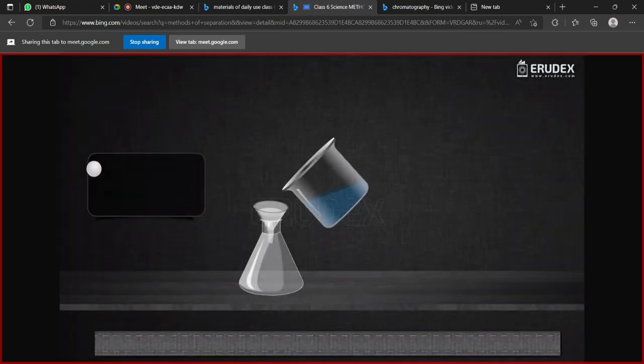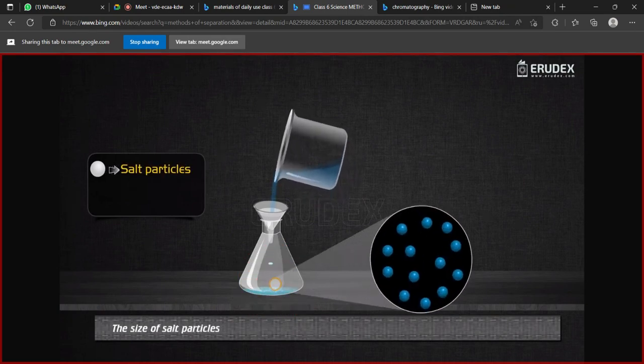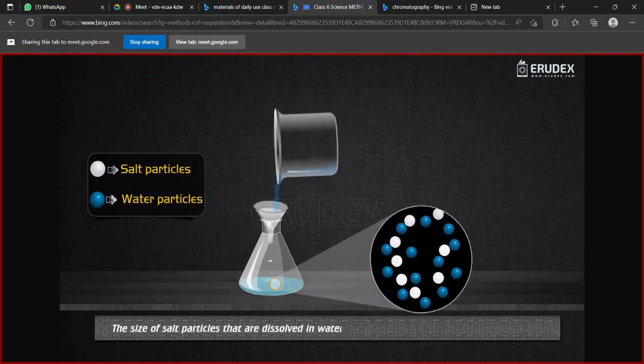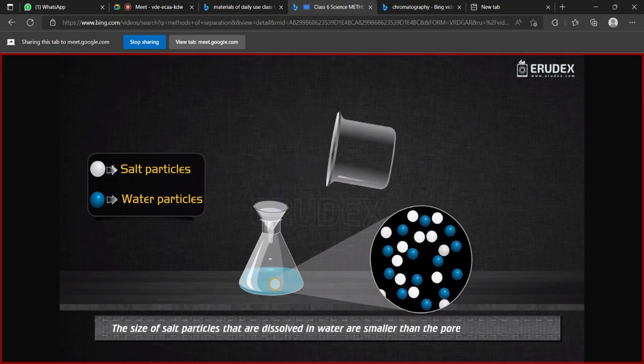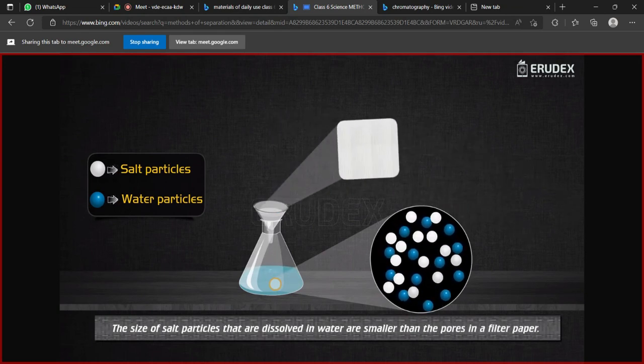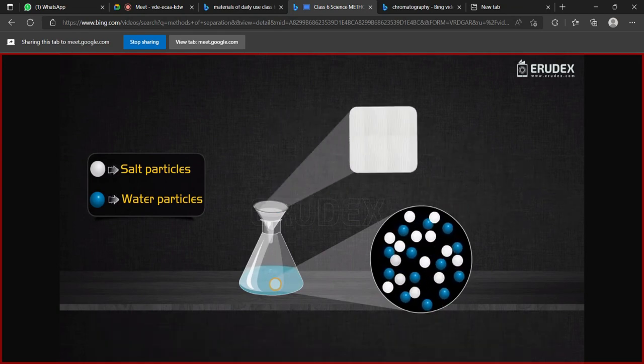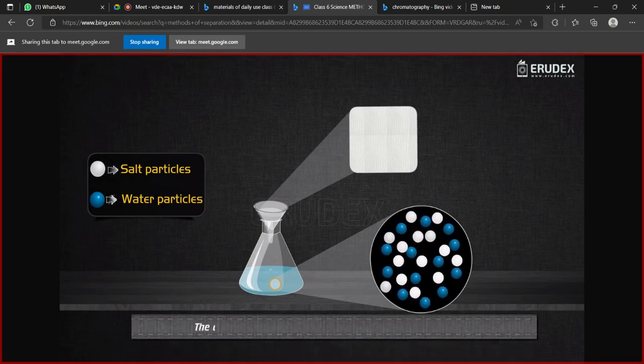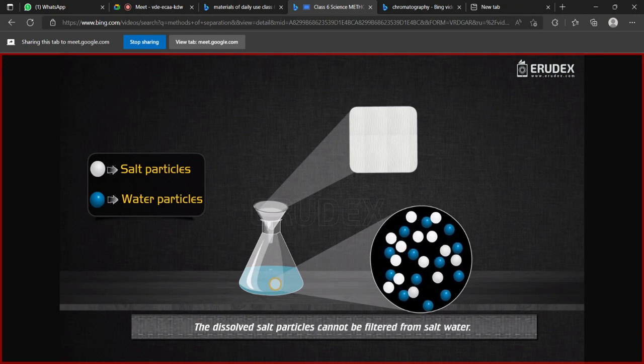It is because the size of salt particles that are dissolved in water are smaller than the pores in a filter paper. So, we cannot see them with naked eye. Hence, the dissolved salt particles cannot be filtered from salt water.